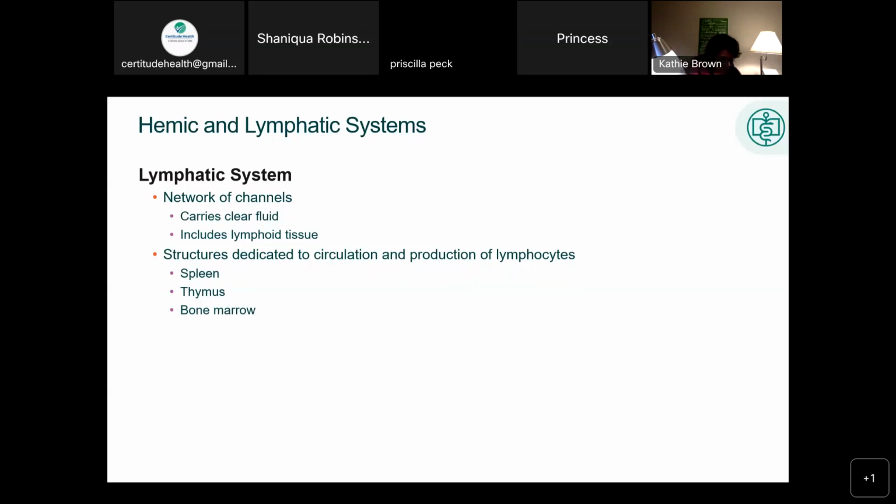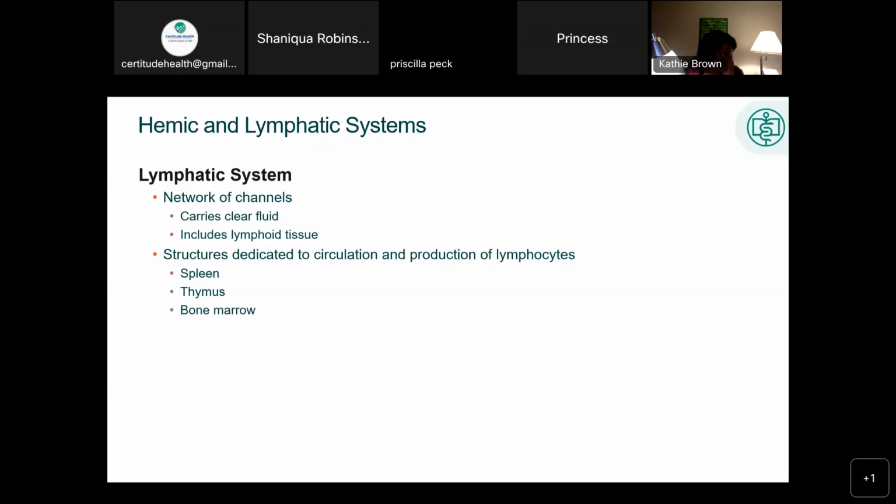The lymphatic system is kind of important. So it's a network of channels that carries clear fluid and it includes our lymphoid tissue. So this is where we're talking about lymph nodes. Lymph nodes are very susceptible to cancer. Lymph nodes, their purpose is to filter our body from toxins, from anything that can cause infection. And because it's clear fluid, a lot of times it's not identified until the infection occurs.